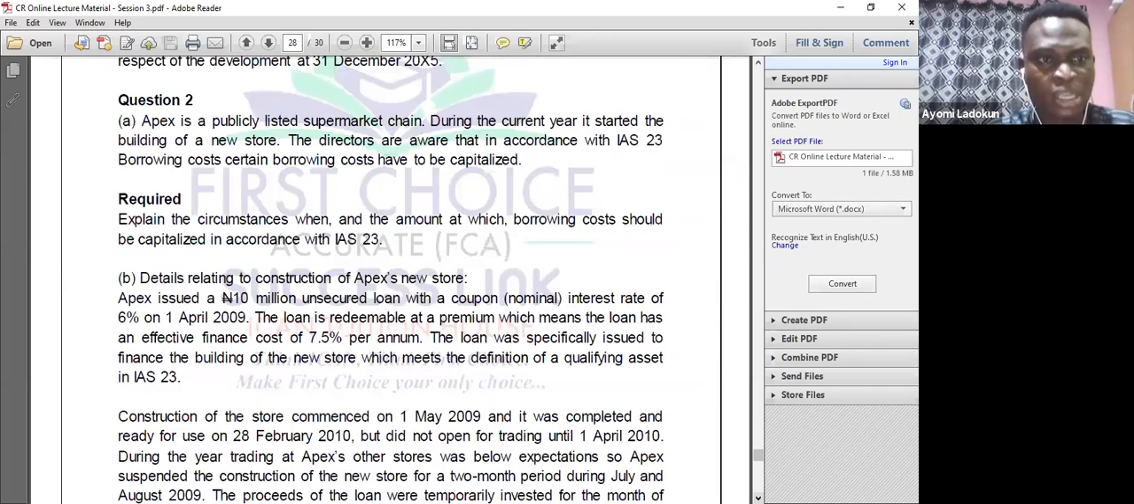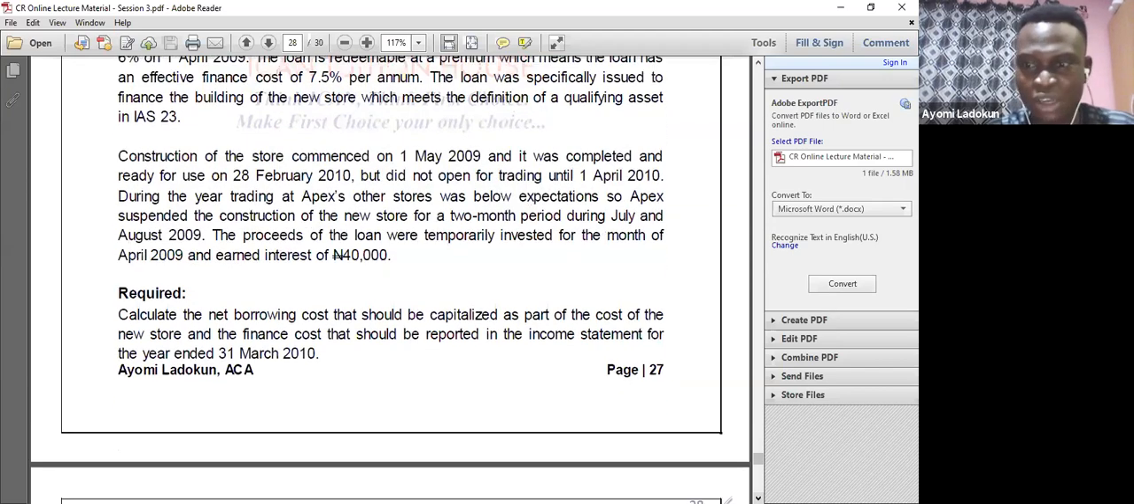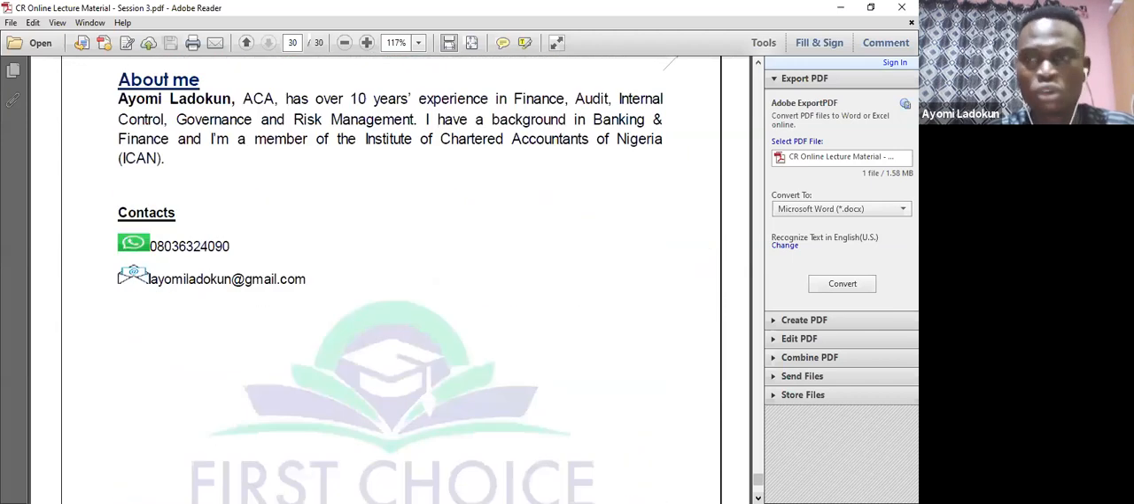So IAS 23 is very simple. You can look at this question. There are some questions here that will further solidify your understanding of IAS 23. They are very simple, so you can go through them.